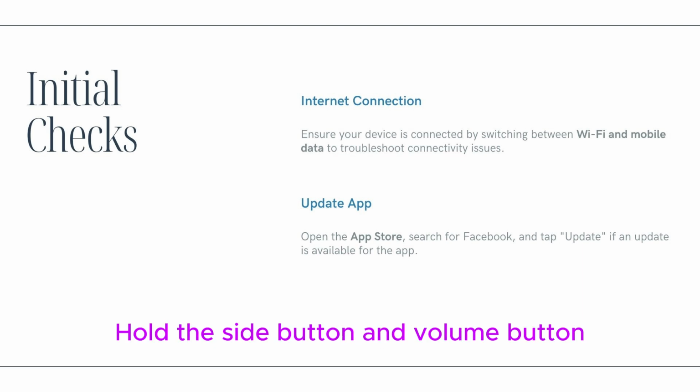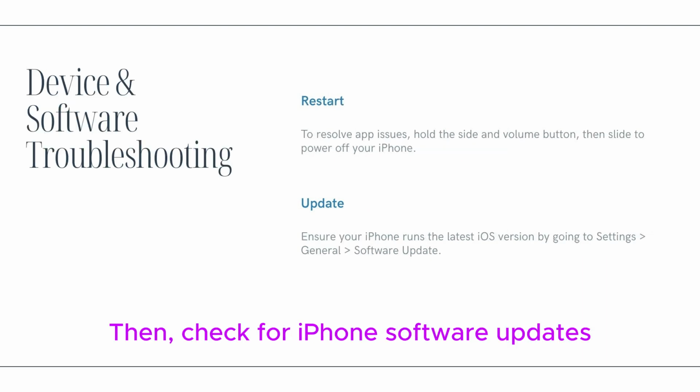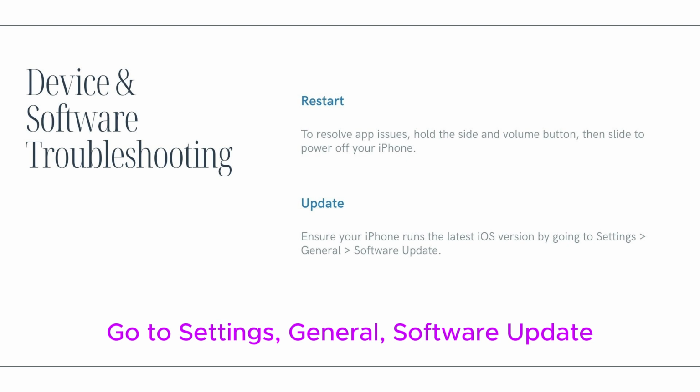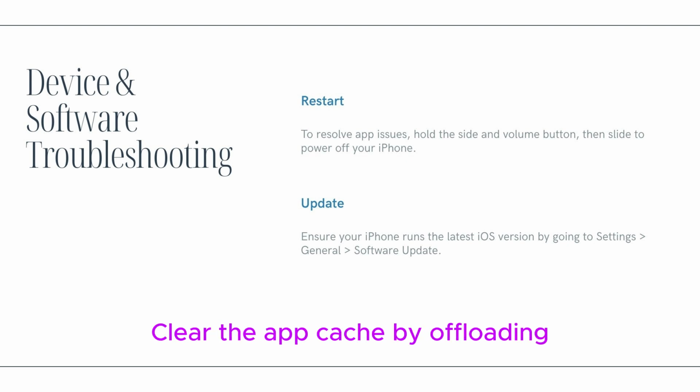Restart your iPhone. Hold the side button and volume button, then slide to power off. Turn it back on, then check for iPhone software updates. Go to Settings, General, Software Update. Install any available updates.